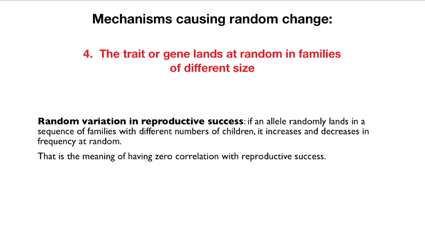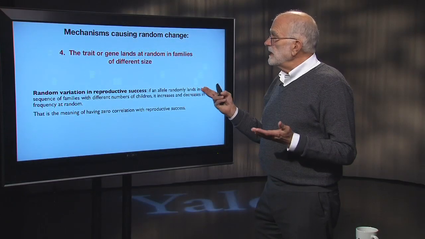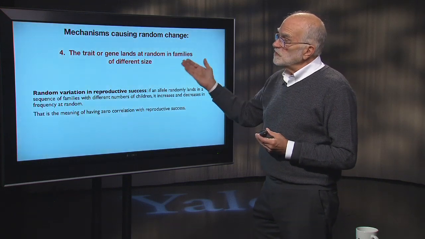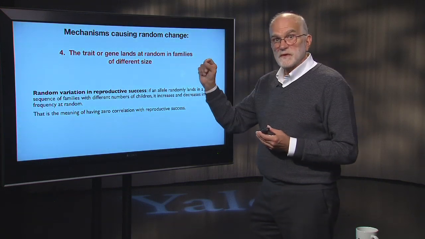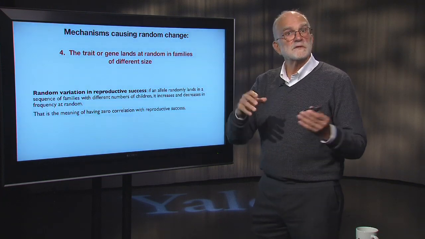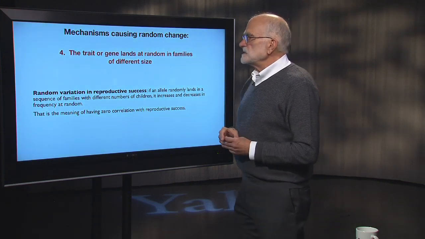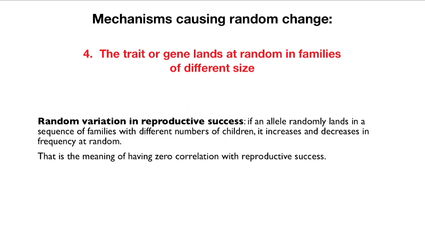The other part of the mechanism that runs genetic drift is that the trait or the gene can land at random in families that have different sizes. And that would be true if there was no correlation of the trait with reproductive success. So the gene is not affecting anything that's associated with reproductive success. So if an allele randomly lands in a sequence of families with different numbers of children, then it will go up in the families with lots of children, it will go down in the families with fewer children. And that is actually the meaning of having 0 correlation with reproductive success. And in a case like this, its frequency goes up and down pretty much at random.